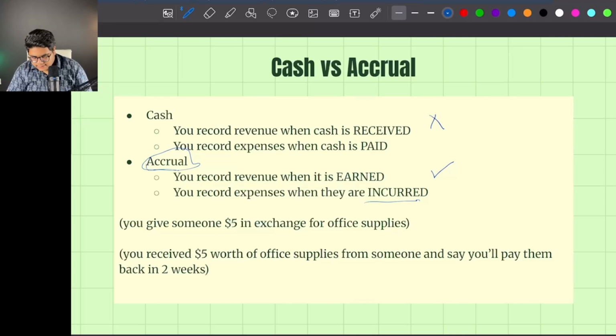Again, quick example, I just went off the top of my head: you give someone $5 in exchange for office supplies. This is cash because you actually gave someone $5, so this would be cash accounting. And you receive $5 worth of office supplies from someone and you say you'll pay them back in 2 weeks. Again, this is accrual. I can't spell today.